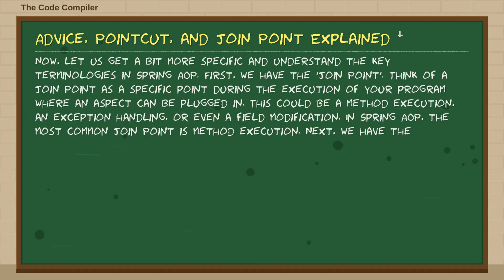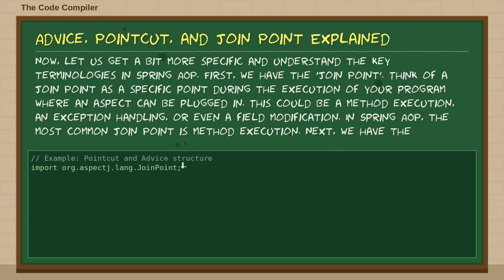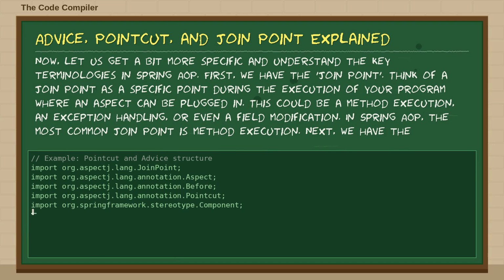Finally, we have advice. Advice is the actual action that an aspect takes at a particular join point. It is the code that gets executed. There are different types of advice: before advice runs before a method, after advice runs after a method, around advice wraps a method, and so on. These three, join point, pointcut, and advice, are the fundamental building blocks of Spring AOP.